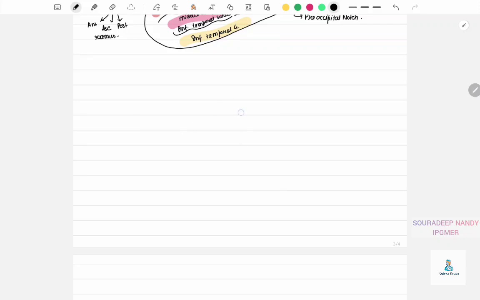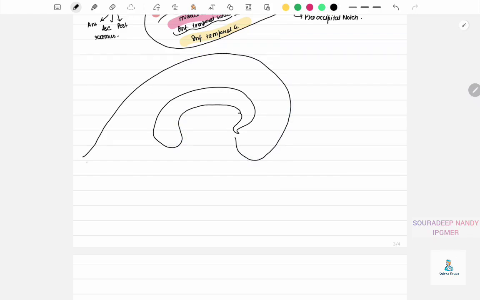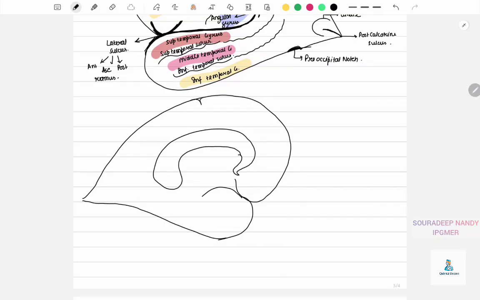So for the medial surface let us draw a diagram. In the medial surface here is the central sulcus. Above the corpus callosum there is one sulcus that intervenes here, which is known as the callosal or the cingulate sulcus. Here is the parieto-occipital sulcus. Here is the calcarine sulcus. Here is the collateral sulcus, and here is the occipitotemporal sulcus.